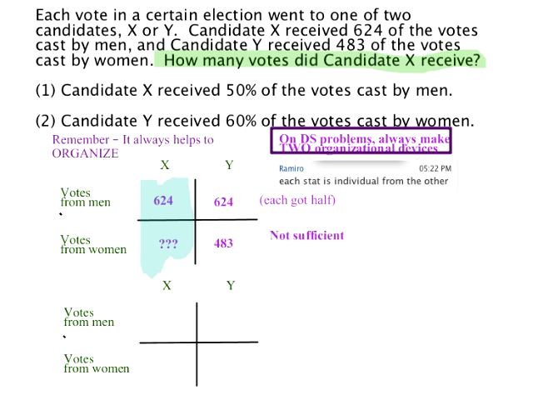In this statement, this time we know that X received 624 votes, and we don't have any idea how many Y received from men. But do we really care? Notice that if you have 483 votes, this is 60% of the total. What that means is you don't have to do this work, because this work would be kind of obnoxious. But what that means is that you know the total number of female votes.